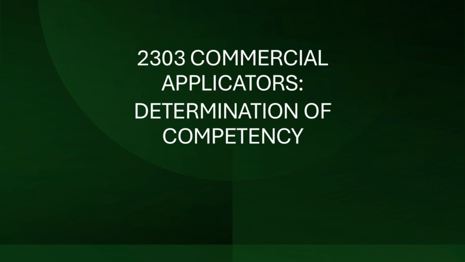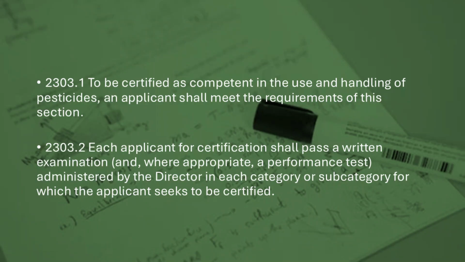2303. Commercial applicators. Determination of competency. 2303.1. To be certified as competent in the use and handling of pesticides, an applicant shall meet the requirements of this section. 2303.2. Each applicant for certification shall pass a written examination and, where appropriate, a performance test administered by the director in each category or subcategory for which the applicant seeks to be certified.